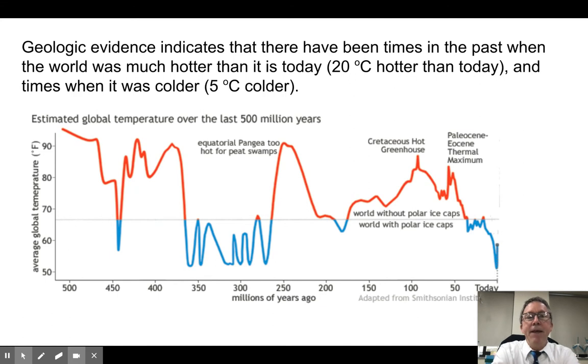Now, it's worth noting, though, that we should keep in mind we don't have time machines. We're basing this primarily on oxygen isotopes when we go into the far past. But when we do go into the far past, here's what we notice.